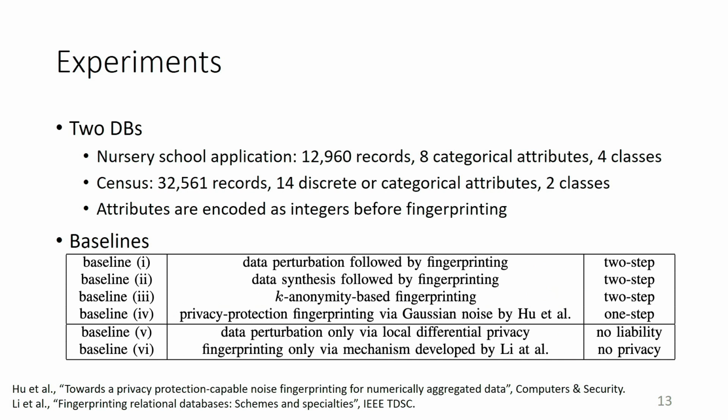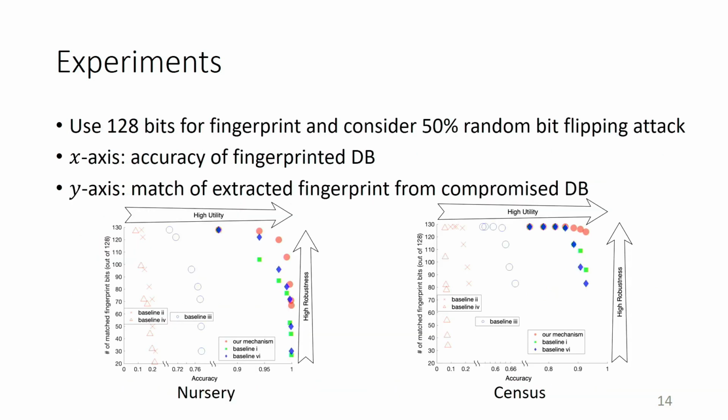The fourth one is existing work that conducts a similar study to ours. And we also compare with 2 other baselines. The first is just LDP. It does not have any liability guarantee. The second one is fingerprinting only, so it does not have a privacy guarantee. In the experiment, we consider a fingerprint bit string of 128 bits, and we let the receiver randomly change 50% of the bits in the received fingerprinted database.